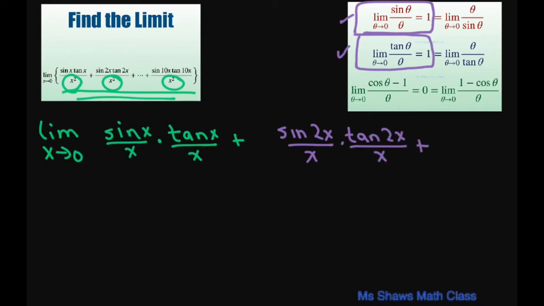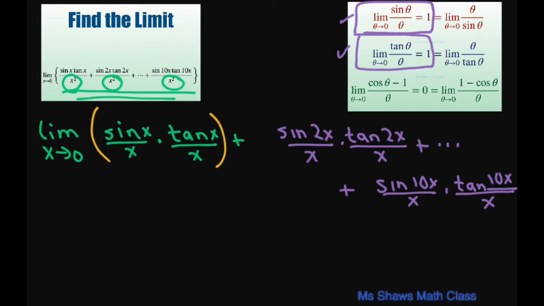Then we have plus, and sine of 10x divided by x times tan of 10x divided by x. So basically when you take the limit of this first part, this is just going to be 1 times 1.